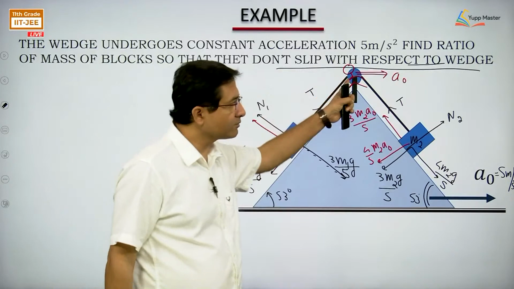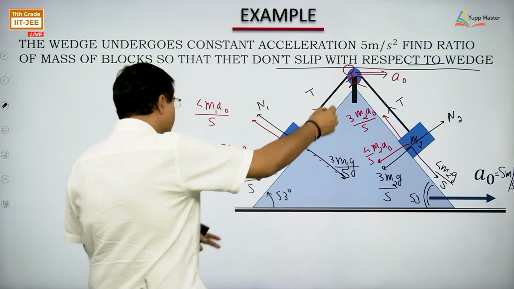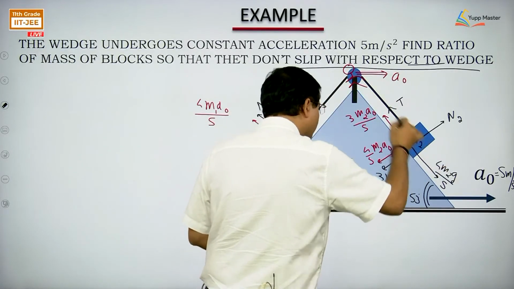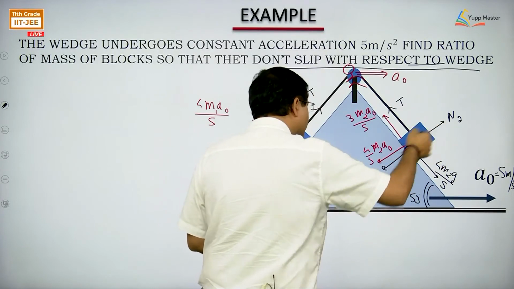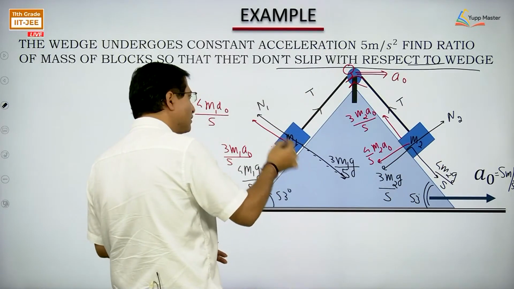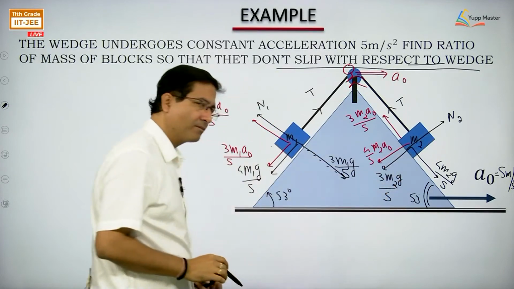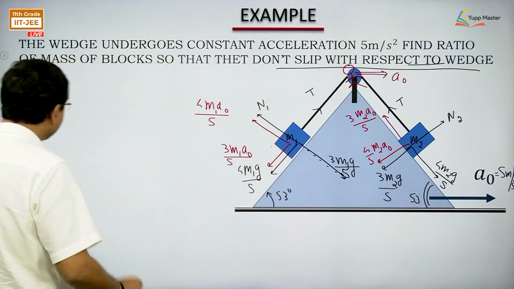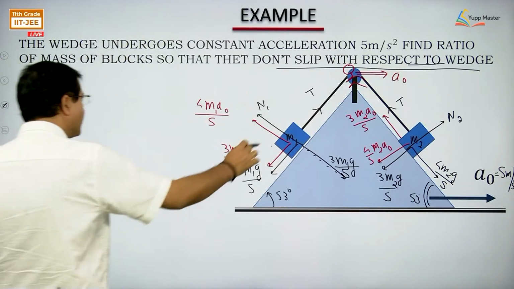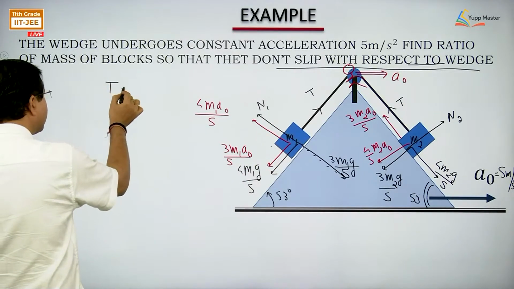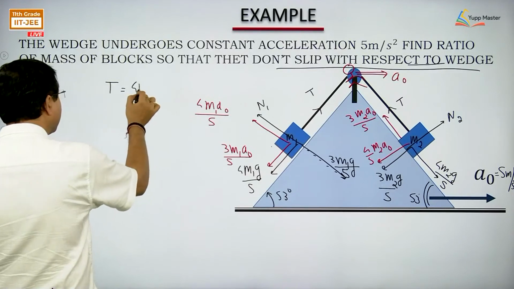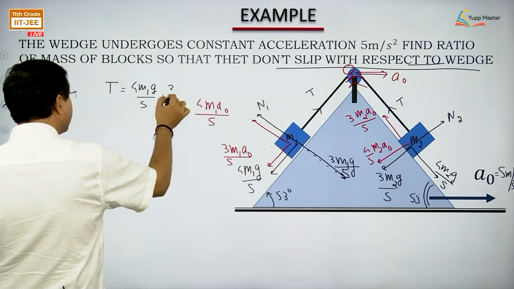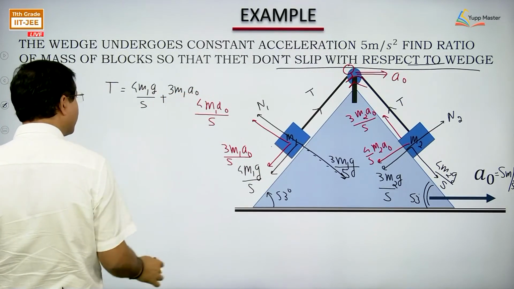As this observer observes these two blocks at rest, he will apply Newton's first law in this direction for M1. Similarly, he will apply Newton's first law in this direction and in this direction. This direction there is no use, this direction there is no use. So I am not writing the equation for this and this one. If you are interested, you can write that equation. Now let us see what is happening along the incline. So along the incline I can see T is equal to 4 M1 G by 5 plus 3 M1 A naught by 5.